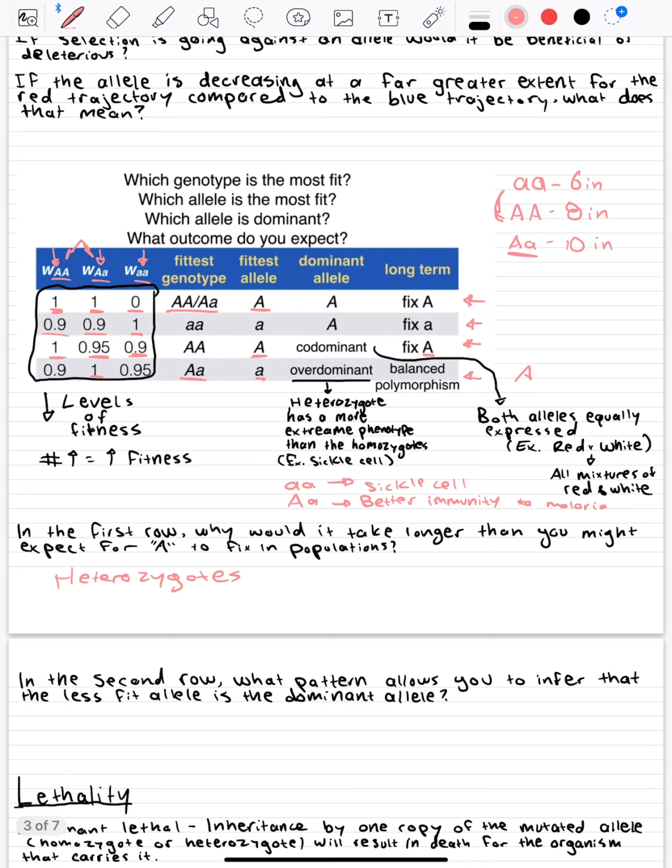In the second row, what pattern allows you to infer that the less fit allele is the dominant allele? Well, the pattern that allows us to infer that is because the homozygous recessive individuals have the highest fitness as compared to the homozygous dominant and the heterozygous individuals. The heterozygous individuals show us that with the addition of the dominant allele, the fitness decreases, whereas the homozygous recessive individuals have the highest fitness.